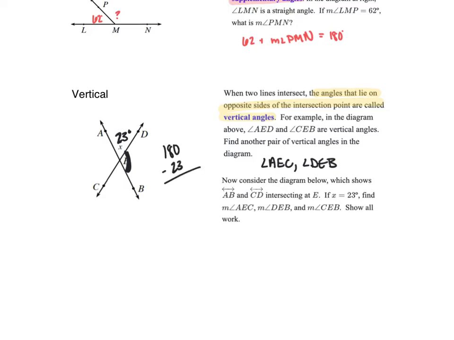Once I get my answer for DEB, I'm then going to look at CEB. So again, I would do 180 minus whatever I got for DEB, which is 157, and I would get 23 for angle CEB. Then I would repeat the process to find angle AEC, which would again be 157.